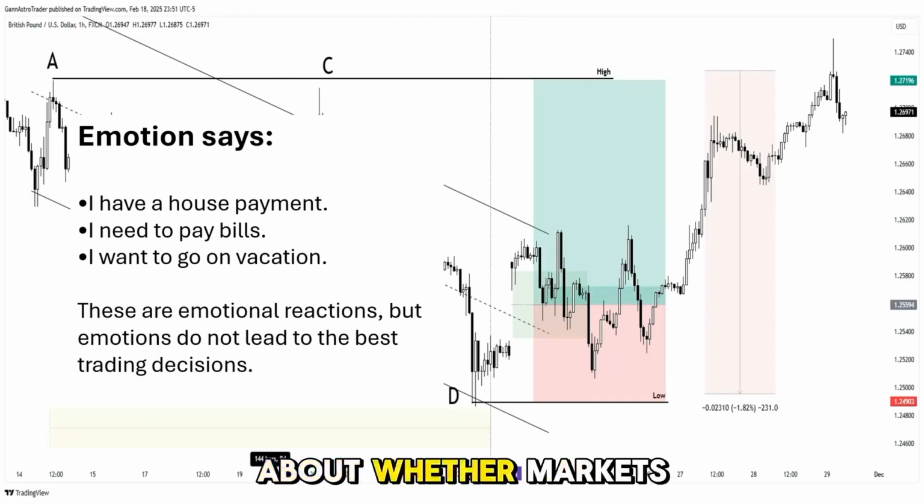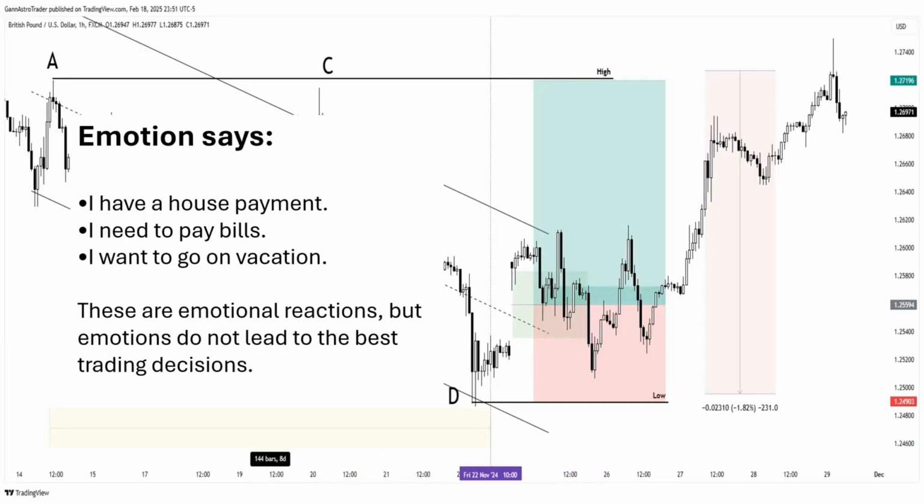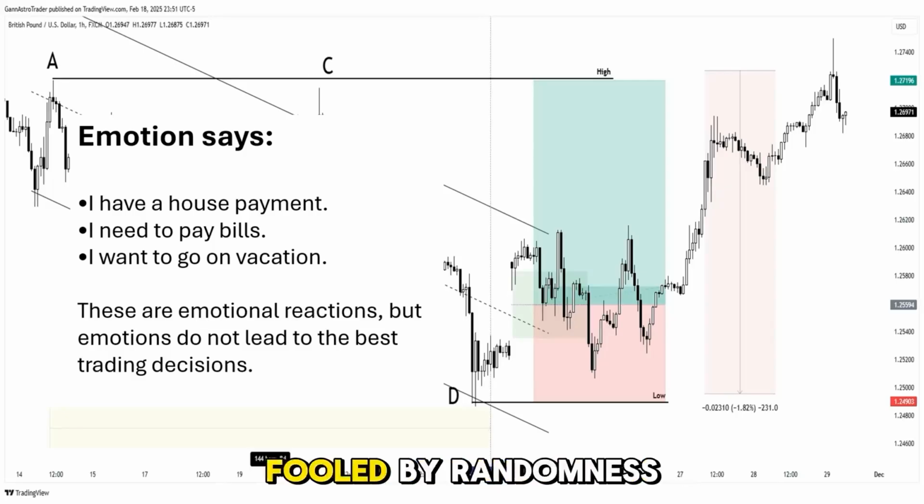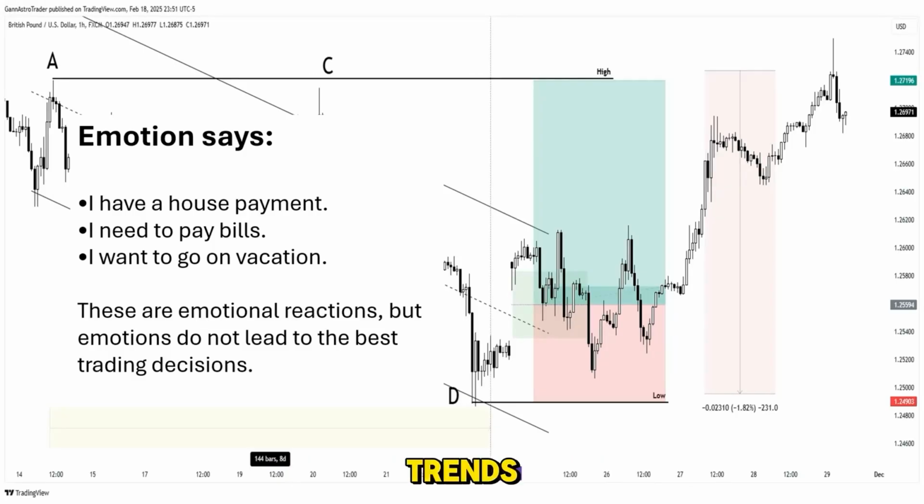There is debate about whether markets are trending by nature. Some argue that they are random, as discussed in Malcolm Gladwell's book Fooled by Randomness. However, I believe markets do follow trends.